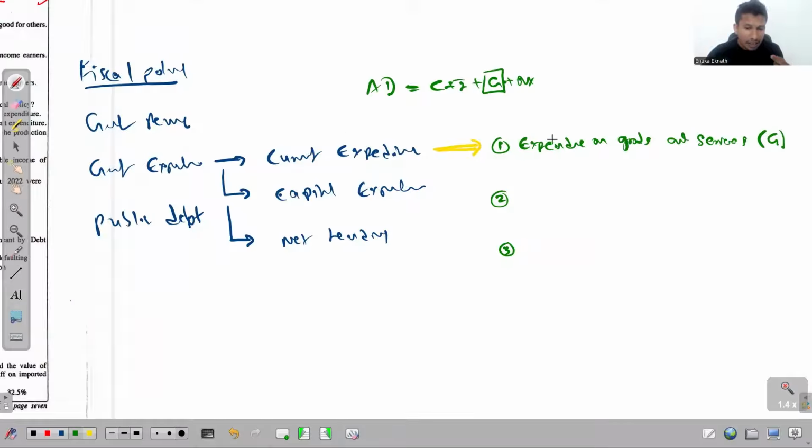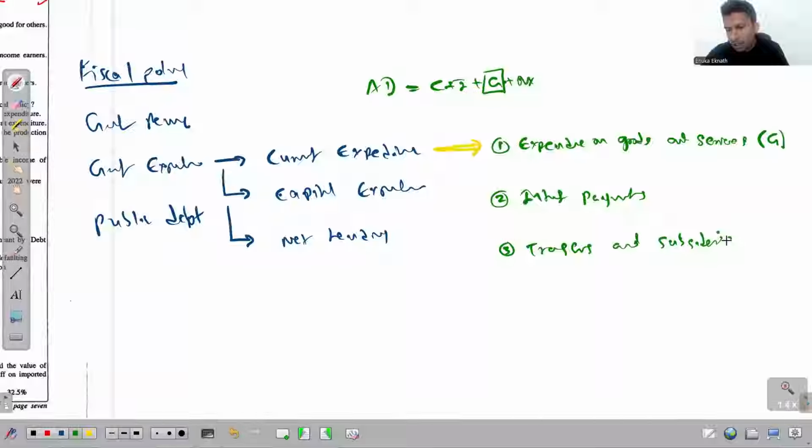And inside that, what do we really get? Expenditure on goods and services incurred by the government. And that is a part of government's current expenditure, just one component inside it. And what's the second one? The second one is interest payments. And the third component is transfers and subsidies.